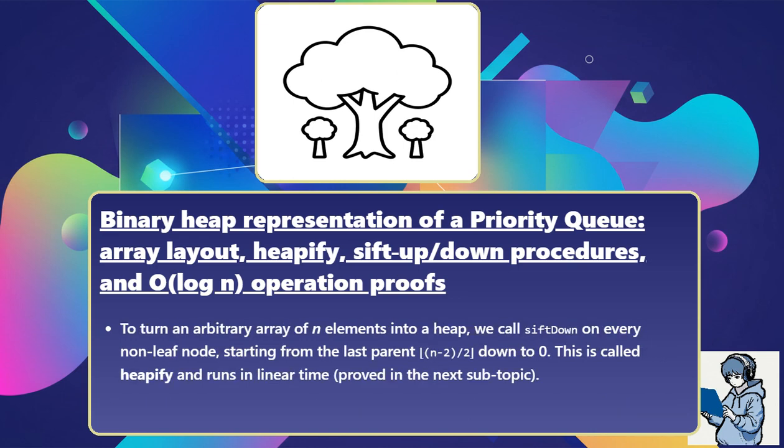To turn an arbitrary array of n elements into a heap, we call siftDown on every non-leaf node, starting from the last parent, floor of (n minus 2) divided by 2, down to 0. This is called heapify and runs in linear time.